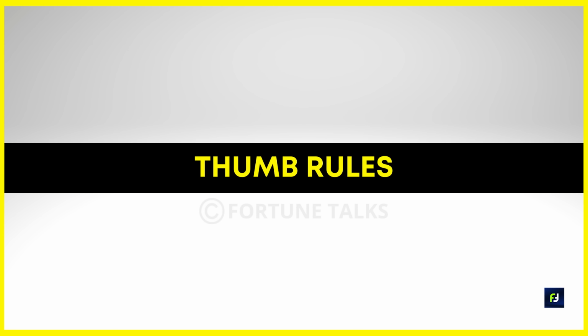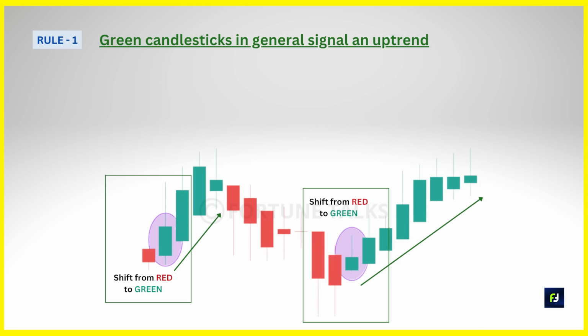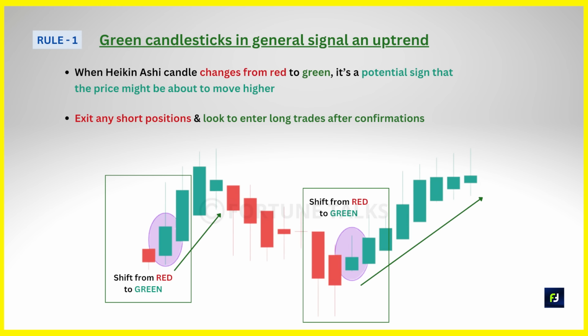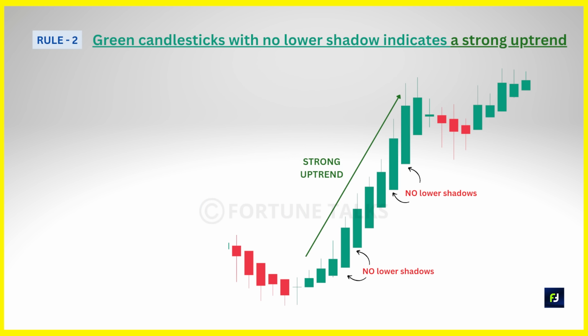Now let's take some examples to understand these thumb rules, as to how to use these candles to our benefit while trading. We have already talked about this in the previous section, but this revision will help you forge the rules in your mind. So rule number 1 is that green candlesticks signal an uptrend. So when Heikin Ashi candles change from red to green, it is a sign that the price might be about to head higher. And if you are currently in a short position, you may want to exit. And if you are currently in a long position, you may want to add more to your positions depending on your risk appetite.